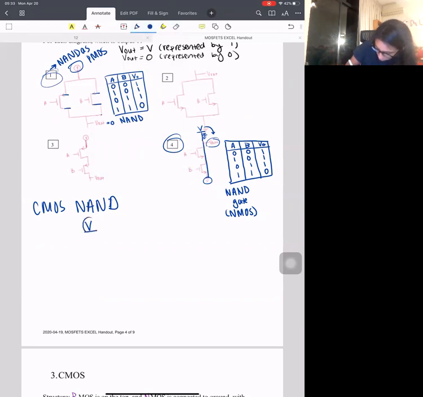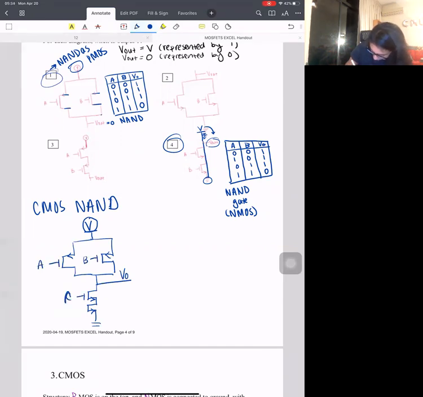So your voltage source to the entire circuit, and then you're going to have your 2 PMOS in parallel connected to your 2 NMOS in series. I'm going to represent that like that. And your voltage out is represented over here. And then this is going to be A, this is going to be B, this is going to be A, and this is going to be B.